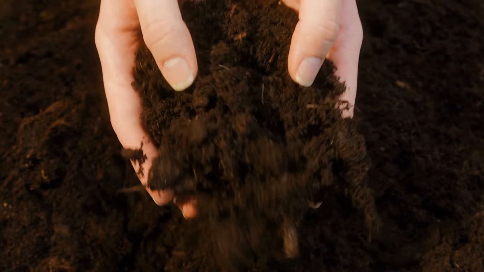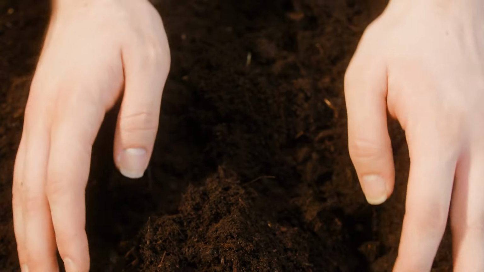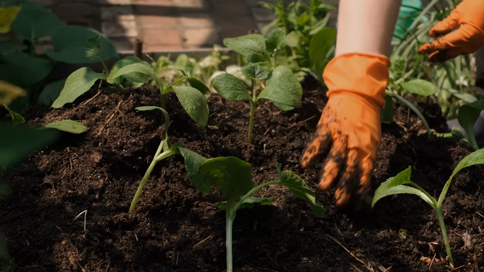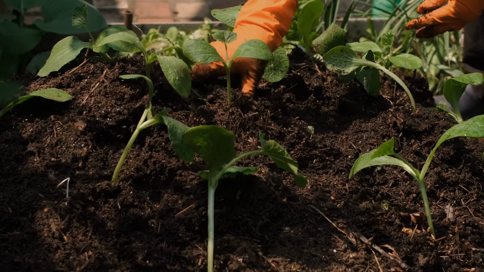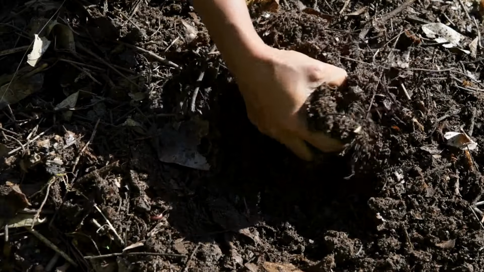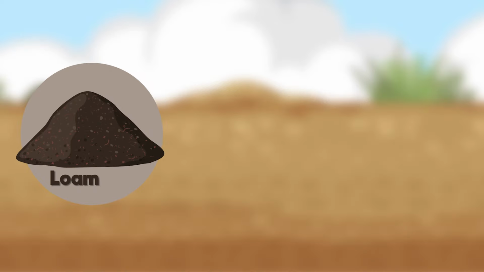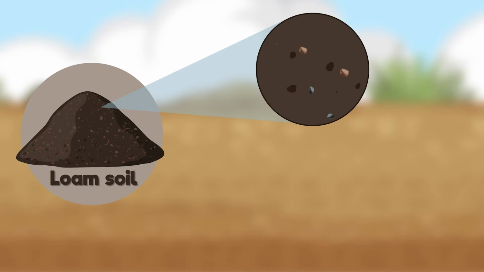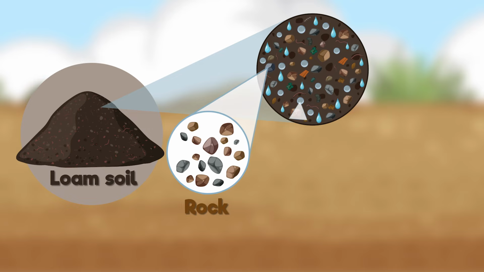The last type of soil we will look at is loamy soil. It's made of a mix of sand, silt, and also some clay particles. This gives it the best qualities for growing plants. It holds moisture, but also drains well, so it's not too wet or too dry. Loamy soil often contains lots of humus, which helps the soil hold onto nutrients and moisture, and it makes the soil very good for growing plants.